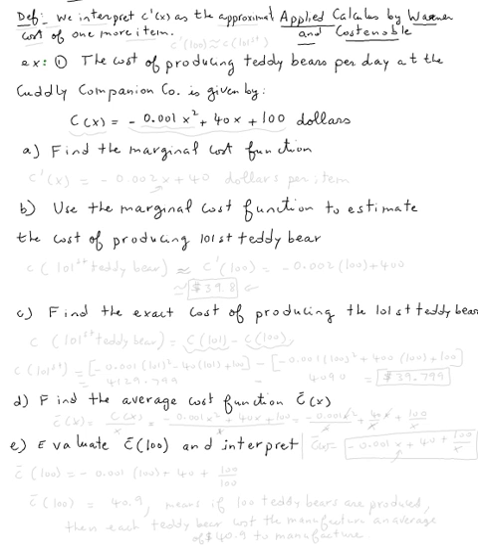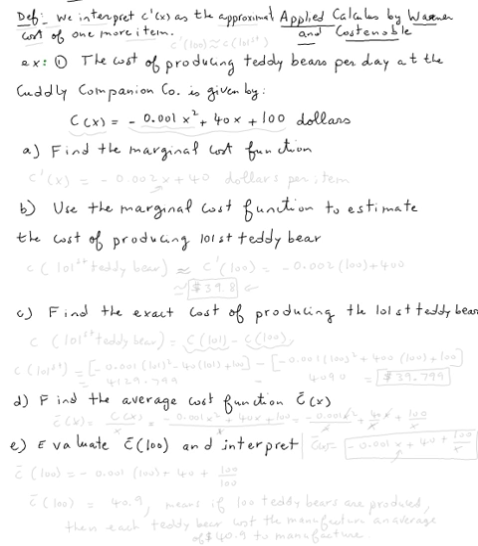The topic here is applications of derivatives and marginal analysis. So let's do example 1. Example 1 says the cost of producing teddy bears per day at the Cuddly Companion Co. is given by C of x equals negative 0.001x squared plus 40x plus $100.